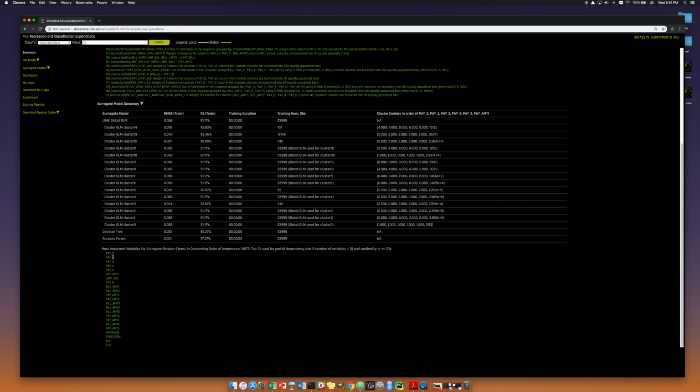So repayment status from 2 months ago, 3 months ago, 4 months ago, 5 months ago, and then their most recent repayment status. This is what the model thinks is really important. And I think from a common sense perspective, that makes sense, right? Past behavior is what's most influential for predicting present or future behavior.